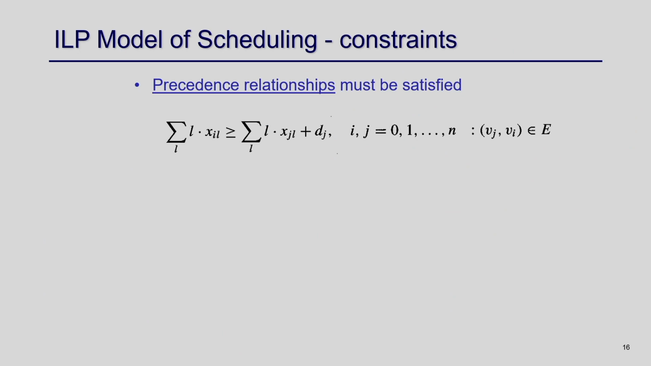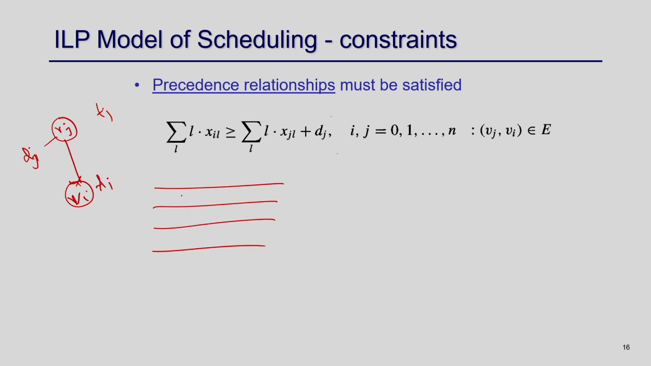The next constraint is obvious, the precedence constraint or the data dependency constraint. Suppose you have a node Vj and a node called Vi, and there is a dependency among them. Say the timestamp of Vj is Tj and of Vi is Ti, and this node has a delay of Dj. So, what does it mean? Suppose I have scheduled this operation at timestamp Tj, and say Dj equals 3.